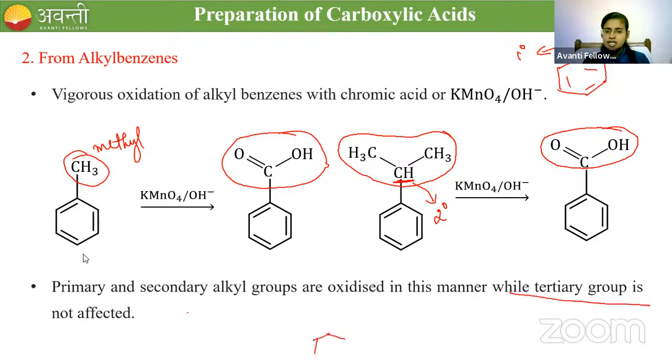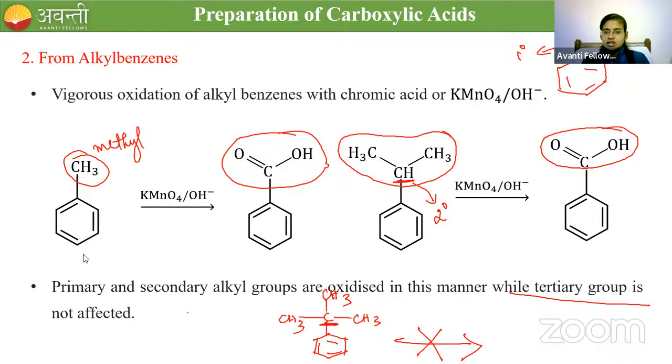A tertiary group containing compound means I can take the ring attached to C, CH3, CH3 and CH3. So this is tertiary butyl benzene, right? Here we have only one carbon with no hydrogens attached to it. If there are no hydrogens attached to the carbon which is attached to the phenyl ring, then no oxidation happens and there is no formation of the product. Only primary, secondary and methyl groups are affected to produce the corresponding product.